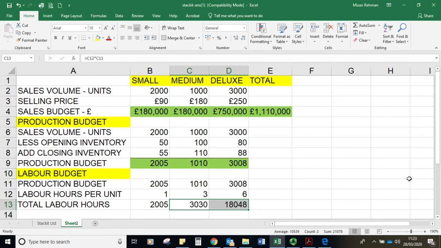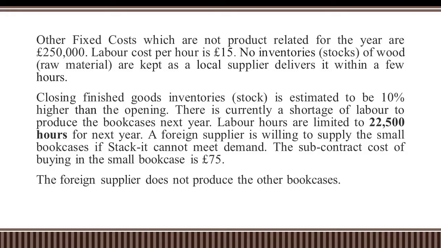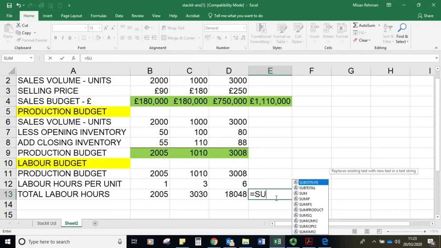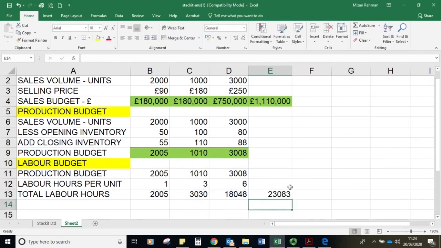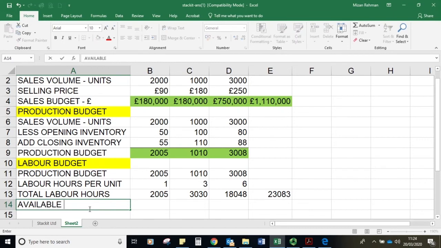Now, if you read the question, you would know that there is an issue with the labor, and we can find out how many total labor hours are needed to produce all of our production demand. By adding these up, I can work out my available hours. Our available hours are 22,500, while we need 23,083 hours. So here we go, we have a limiting factor if you refer back to our marginal costing, and in this case labor becomes our principal budget factor because that limits the activities of our organization. So because these are available hours, our labor budget is going to be 22,500 hours.